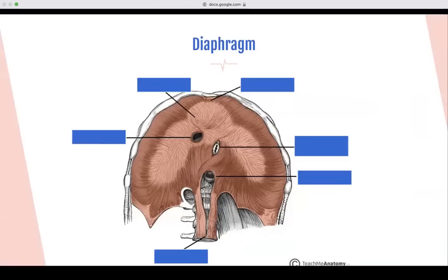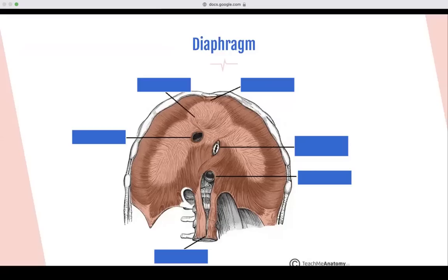Okay, now an important one here. So this is the diaphragm. Right? What do we know about the diaphragm? There are important things that we need to label. So first of all, what is this? The bright part in the center. The central tendon, exactly.